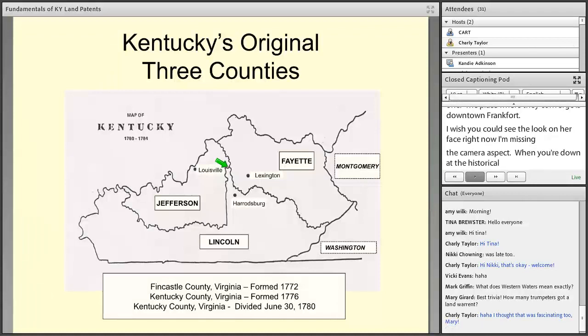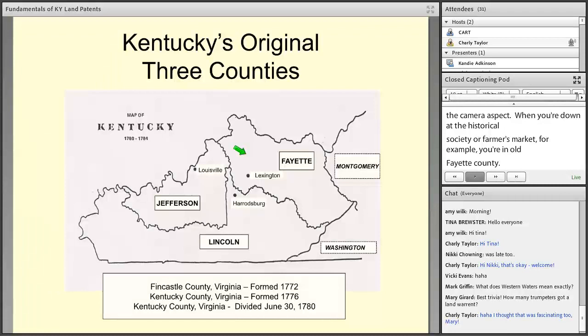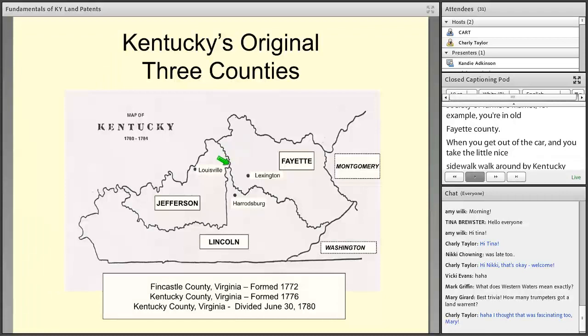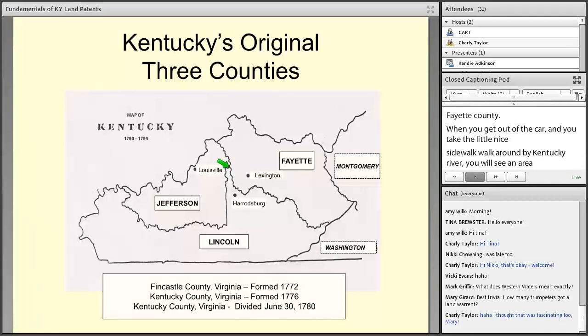When you're down at the Historical Society or the Farmers Market, for example, you're in Old Fayette County. When you get out of the car and you take the nice little sidewalk walk around by the Kentucky River, you will see an area where Benson Creek flows in. You're standing on the Fayette County side, you look to the right, you will see Old Jefferson County, and you look to the left, and you'll see Old Lincoln County.